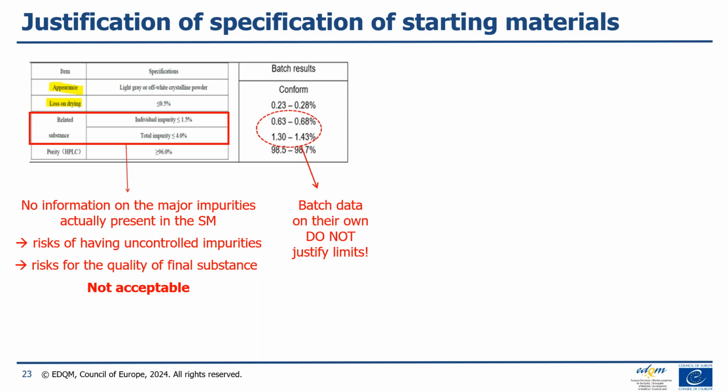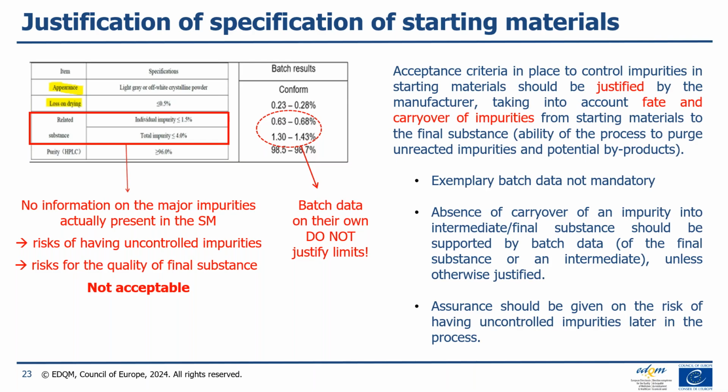Also, batch data on their own do not justify limits, okay? So it's the carryover that is important, fate and carryover to us. So acceptance criteria in place to control impurities should be justified by the companies, taking into account fate and carryover of impurities from the starting materials up to the final substance. So exemplary batch data are not mandatory. What we do want to see is demonstration of absence of carryover of the impurities which are major and critical to your process. And we want to have assurance that the risk of having uncontrolled impurities later in the process is under control.